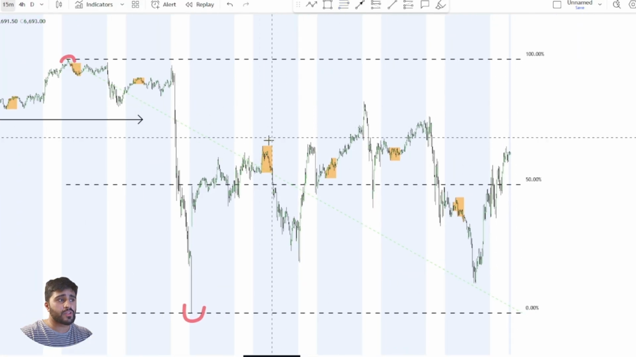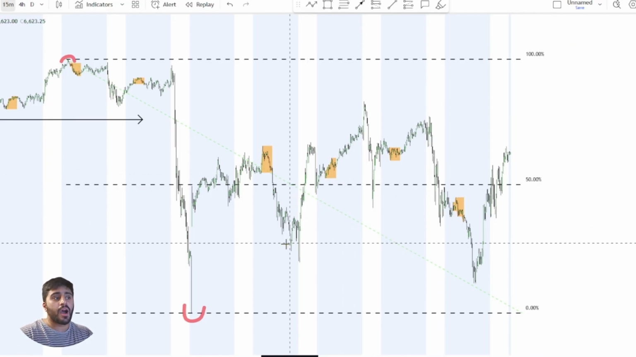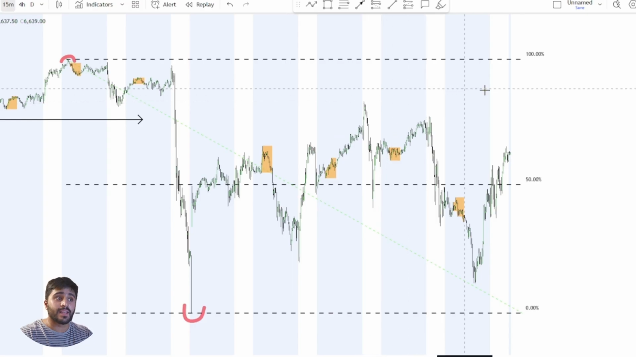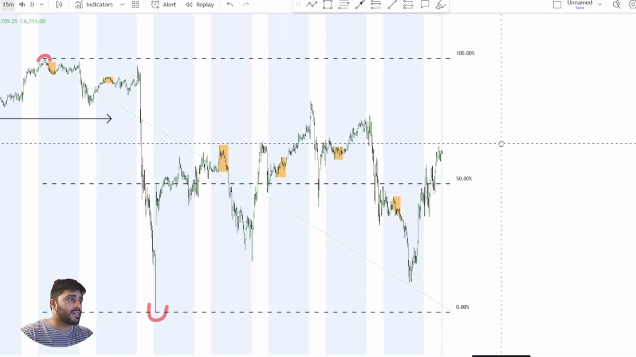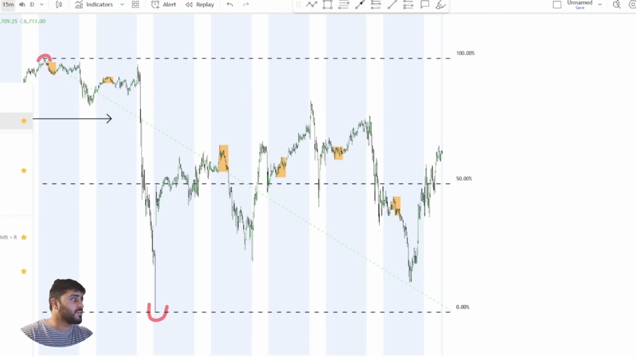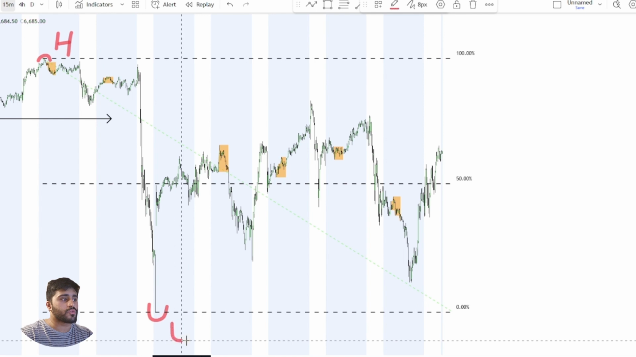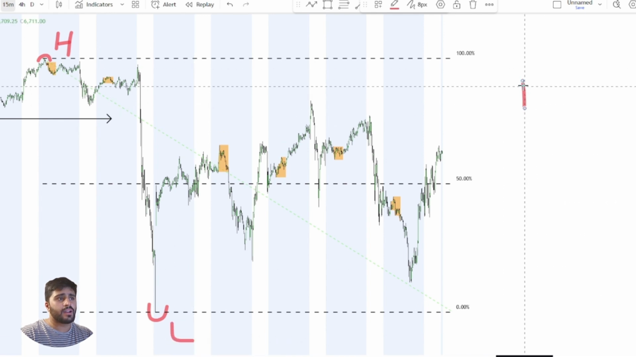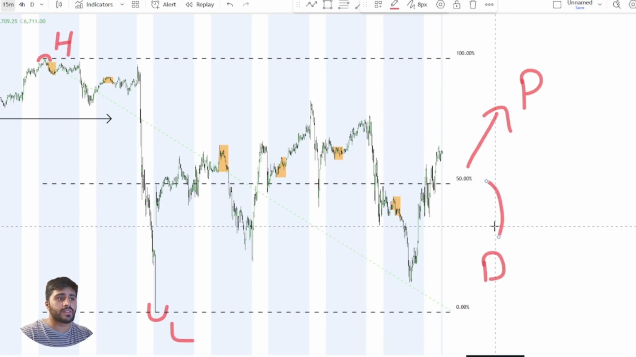Notice how I'm not interested in these internal highs and lows. These are internal structures. Basically, you want to be buying in the discount and selling in the premium. It's that simple. So how do we determine that? For example, here, if we look, we have a structural high. I'm just going to label this H. We have a structural low down here. Anything above the 50% is a premium, and anything below that is, of course, a discount.